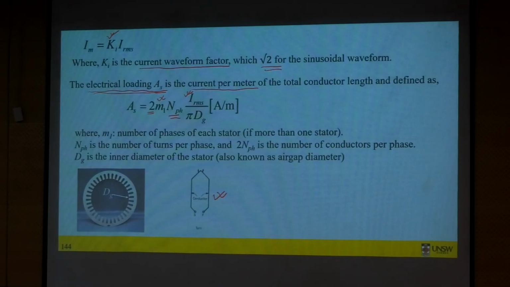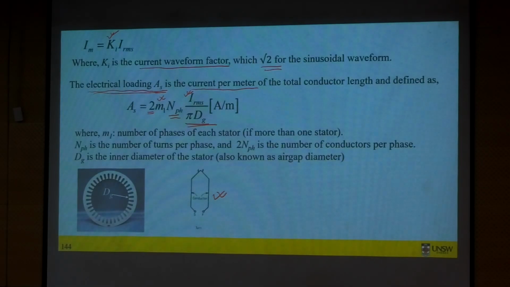Divide this current by the length to get ampere per meter. So the length is nothing but the perimeter of the air gap, that means pi times d. This pi times d is the total length of the conductors, because the conductors are wrapped around, right? If you open it up and lay it out, you get this pi times d as the total length of the conductor. So total current divided by total length gives us this stator current loading.